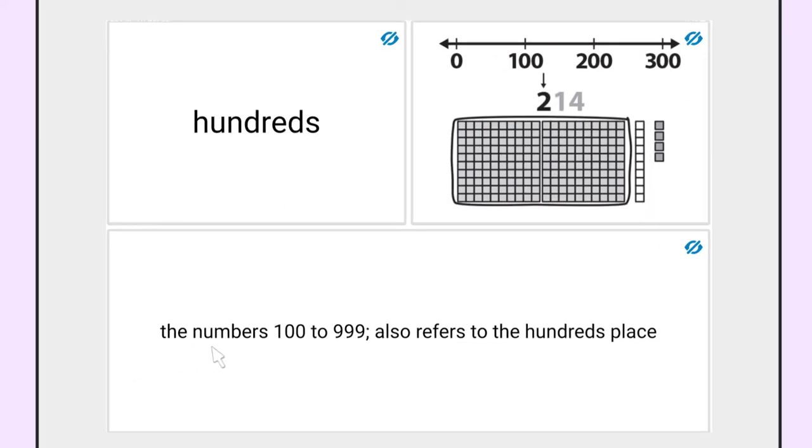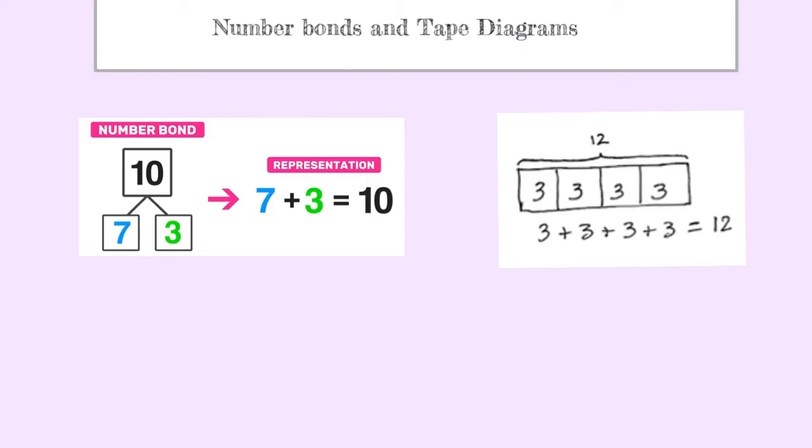Hundreds can be defined as the numbers 100 to 999. Also refers to the hundreds place. So in our number 214, our arrow is pointing to the 2, and we see that we have two groups of 100, meaning 200. Before we get into actually solving our problems, we also need to go over what number bonds and tape diagrams are. So here we see the number 10, which is decomposed into 7 and 3. We can also see 7 plus 3 is equal to 10.